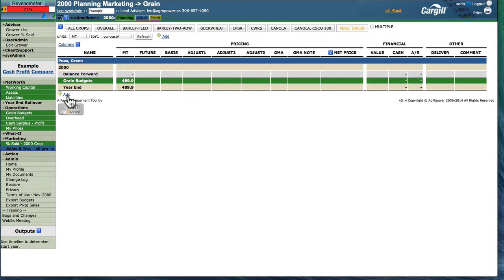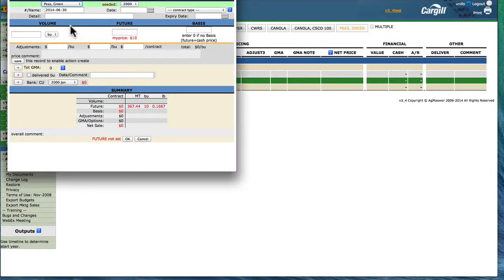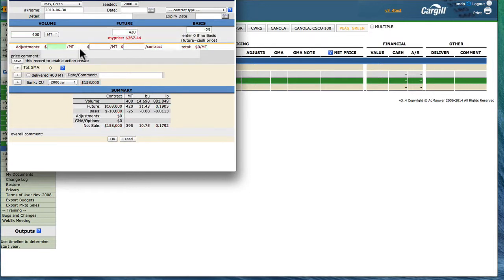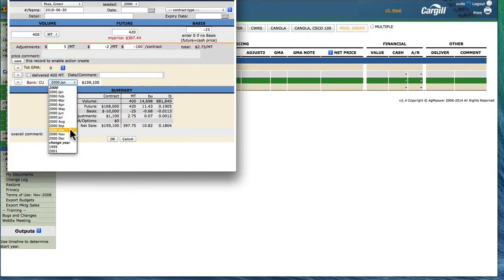To create a sale, click on Add, select your crop, a description or name, and enter volume, price, basis, premium, which is positive, or discounts, which would be negative, and administration fees. Then the delivery month, and we get a summary of our contract below.